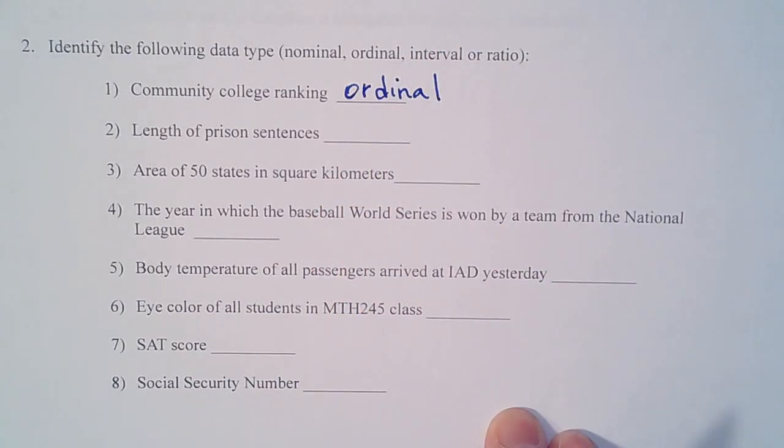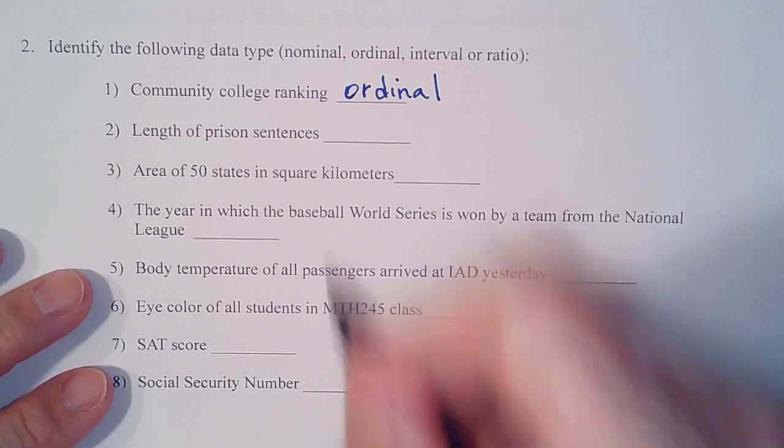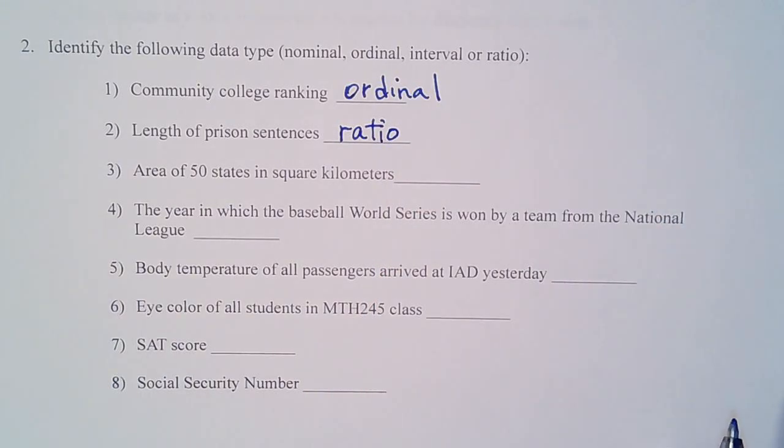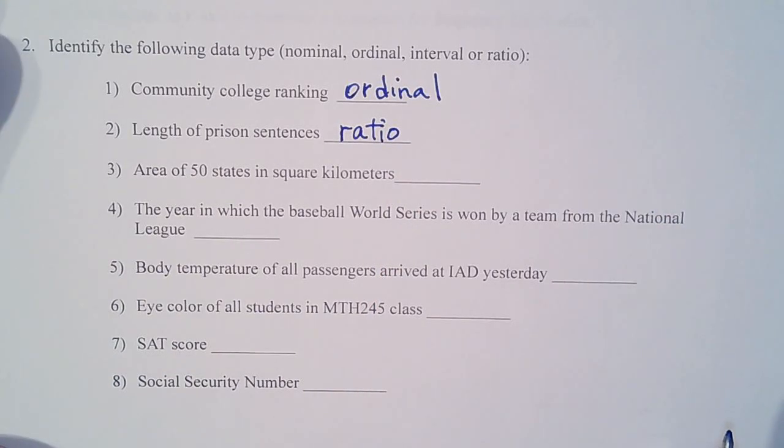Okay. And the length of prison sentences, 5 years, 10 years. If you remember that we mentioned it, with years we usually think, oh, that might be interval. But this one, we talk about the length of the prison sentences. It's actually not really just a year, it's a time. When time comes, you're going to say 10 years is twice as much as 5 years, right? So ratio makes sense. So this one is good ratio data.